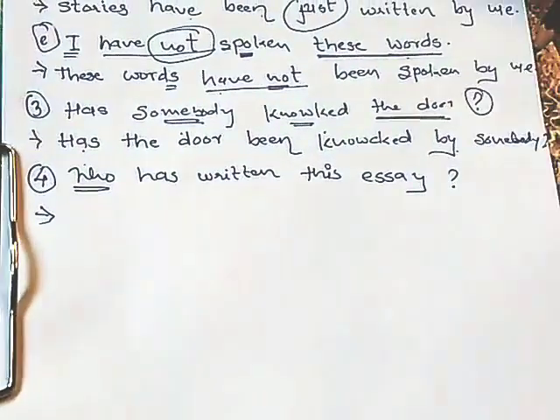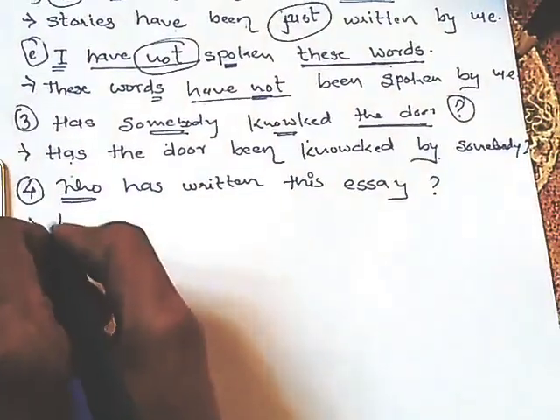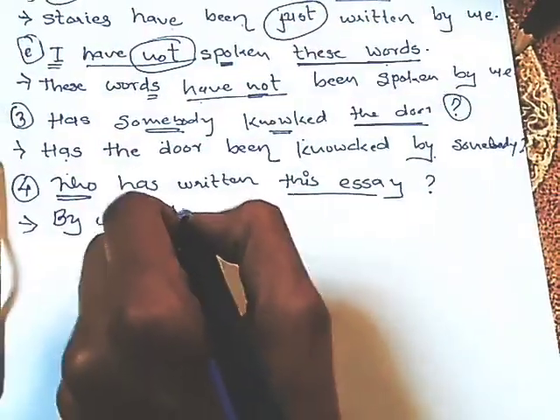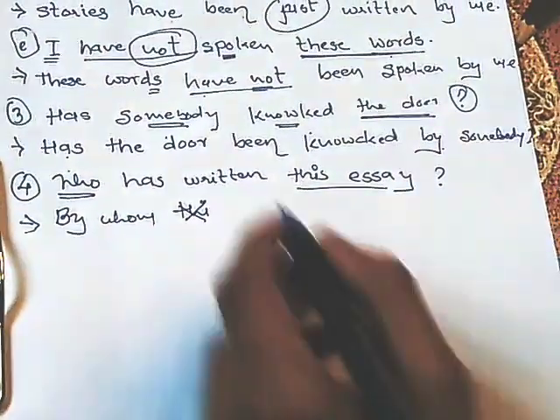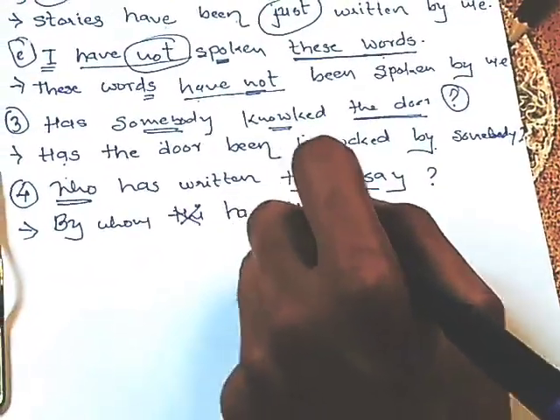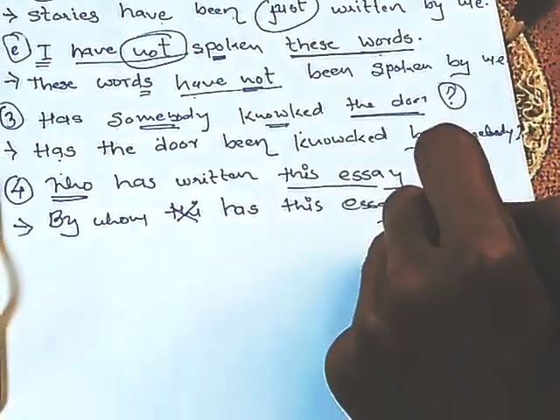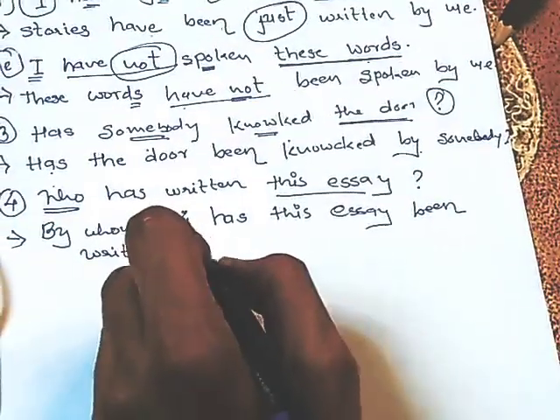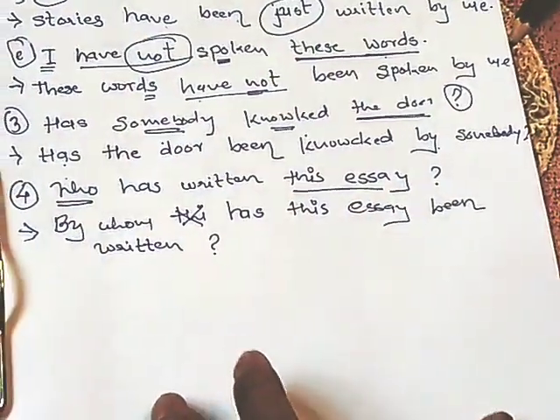If any interrogative sentence starts from who, whatever tense it is, in the very beginning you have to put by whom, then after that you have to put the object, by whom, then has, then the object this essay, then after that been, and at last you have to put the past participle of the verb form. By whom has this essay been written?